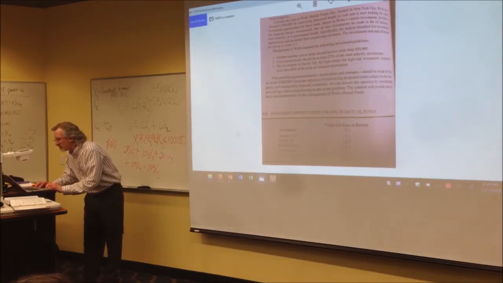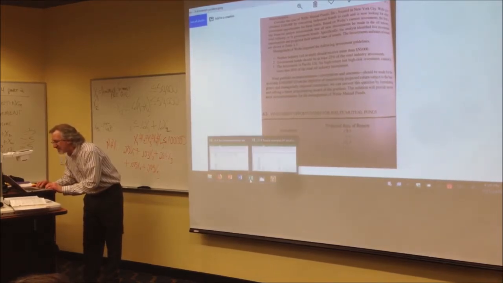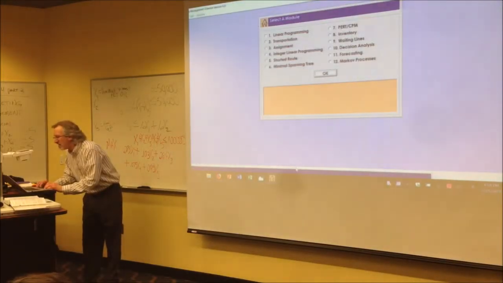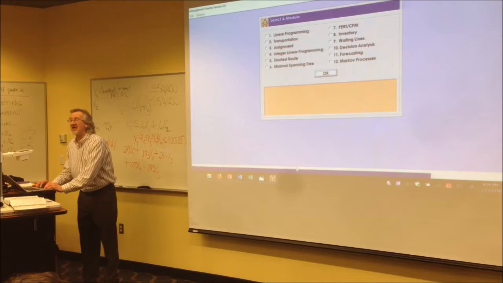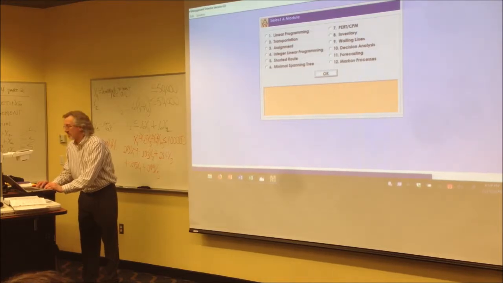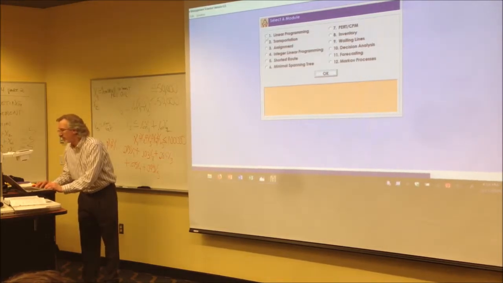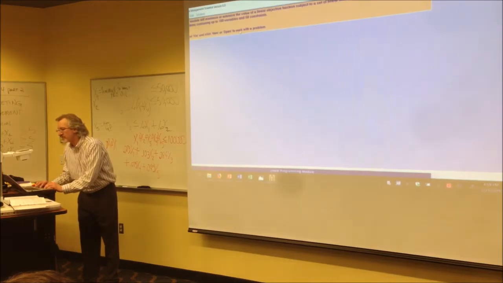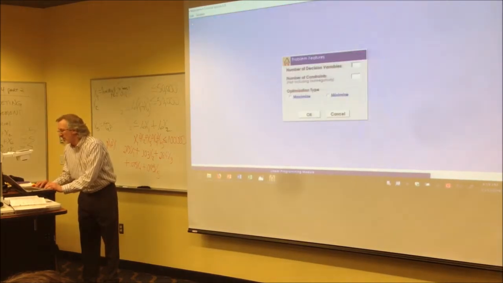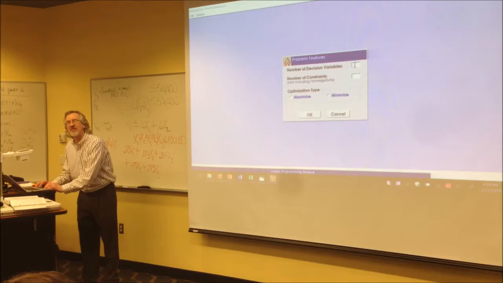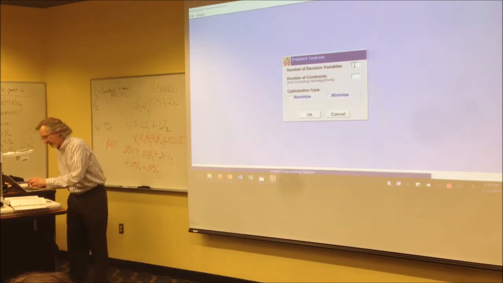Okay, let's do the answer for this one. This is the financial one. This one we're doing on the software. Which module are you using? Linear programming, okay. And we haven't even used a different module. File, this is new. How many decision variables were there on these finance decisions? There were 5 of them.